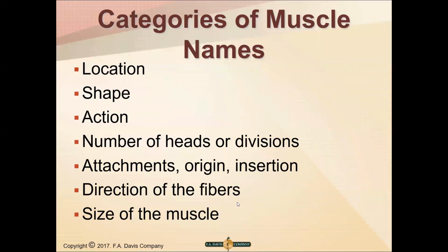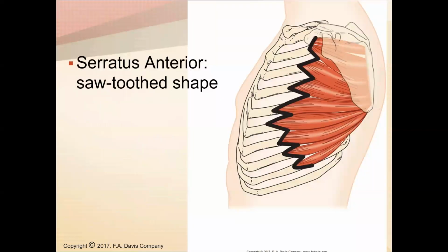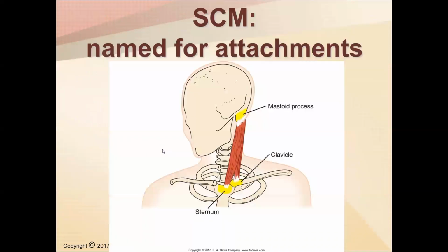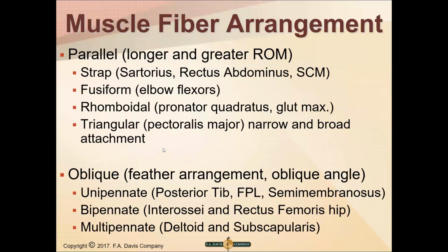Muscles are characterized by their location, their shape, their action, the number of heads or divisions of the muscles, plus also the attachment, origins, and insertions, the directions of the fibers, the size of the muscles. Pretty much everything has to go along with the way the muscles are named, right? Such as serratus anterior is named because of its shape. It's sawtooth. Sternocleidomastoid is named for all of its attachment points.